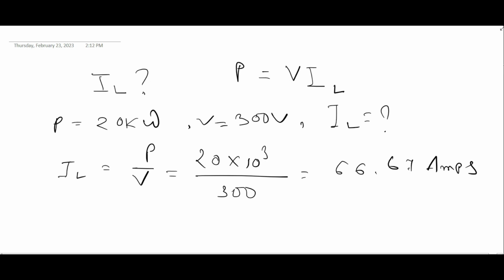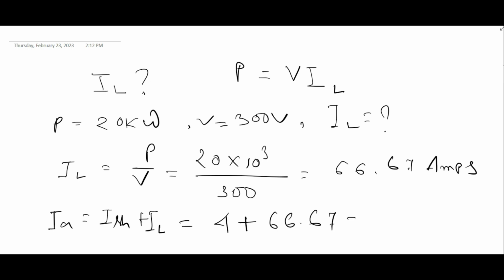From the relation IA equal to ISH plus IL, we can write that ISH equal to 4 amps and IL equal to 66.67, which gives 70.67 amps. So this is our required IA, the armature current. Let's move to the next page. We have found that IA equal to 70.67 amps.